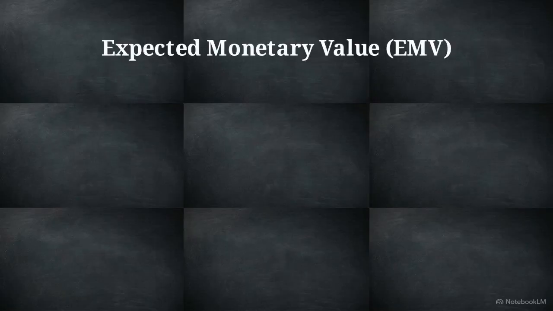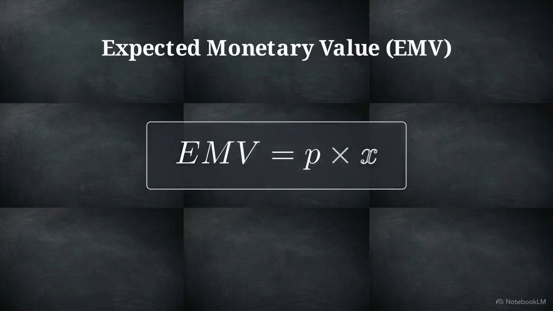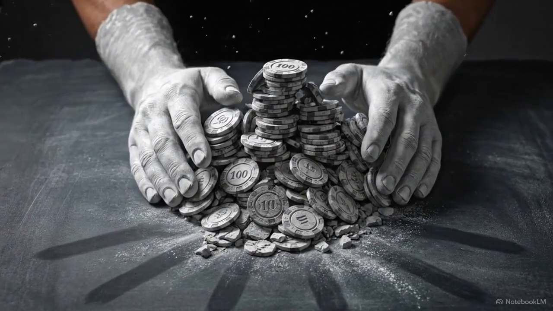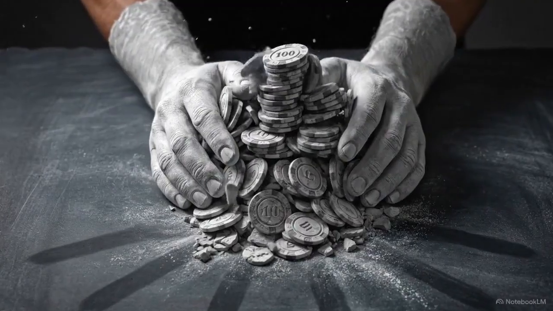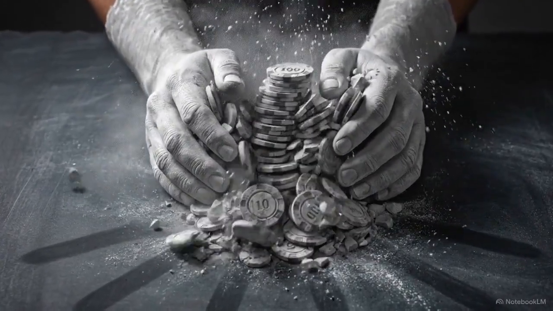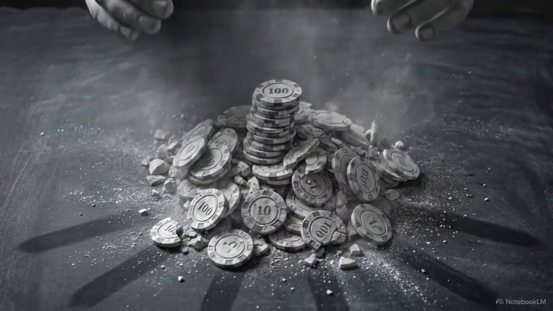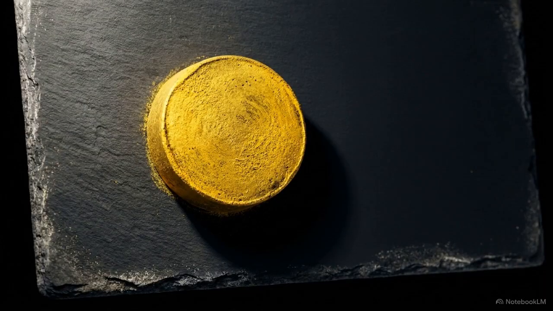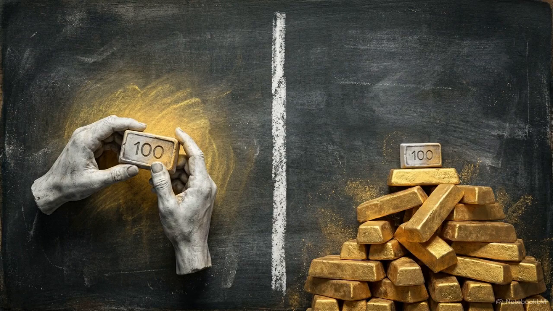Under measurable risk, the basic analytical tool is expected monetary value. We calculate this by multiplying the probability of an event by its raw financial payout. However, the St. Petersburg paradox demonstrates that human beings consistently refuse to pay large sums to play a game with an infinite expected value. This happens because the human mind doesn't value every additional rupee equally. Bernoulli observed that 100 rupees is life-changing to a pauper, but irrelevant to a billionaire.